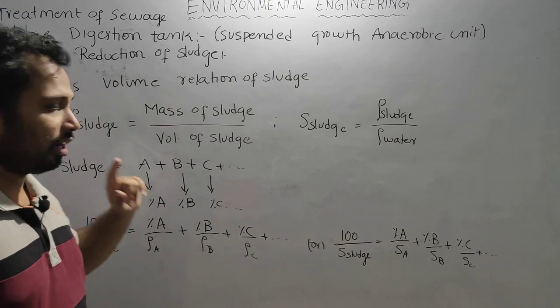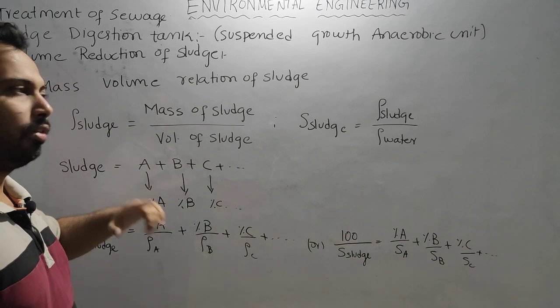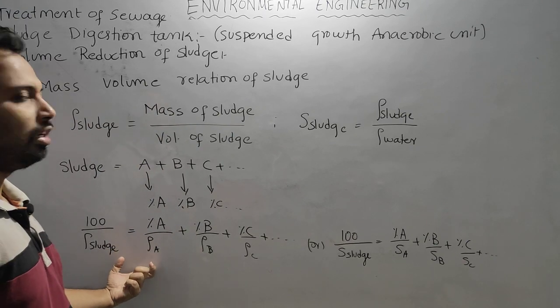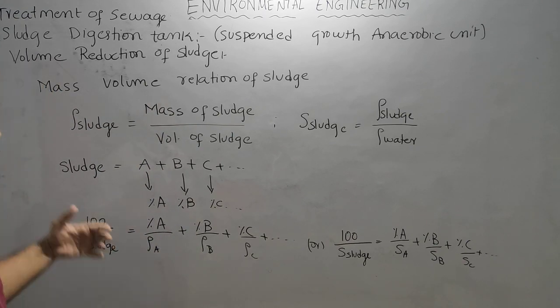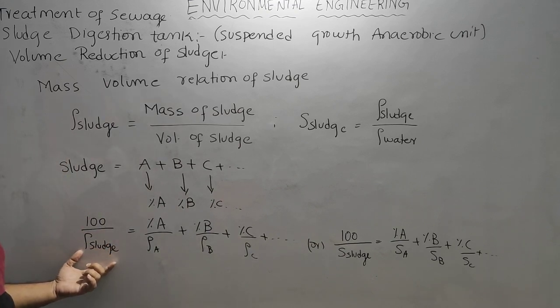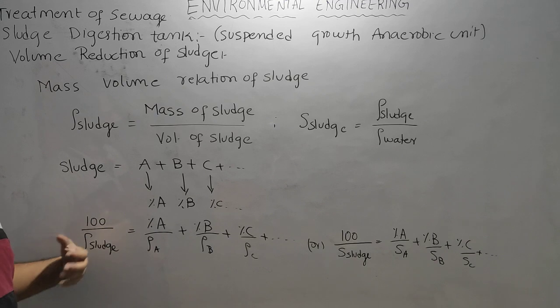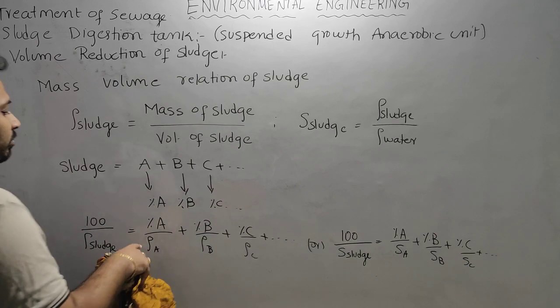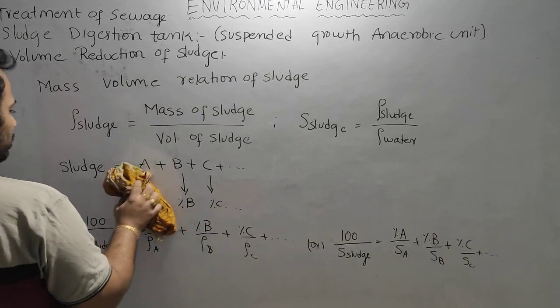Remember, we will use the same formula in solid waste management also. There we will recall this formula, taking the density of the solid waste instead of rho of sludge, because solid waste is also a combination of different wastes. Remember this formula. For now, we will apply it to our sludge.